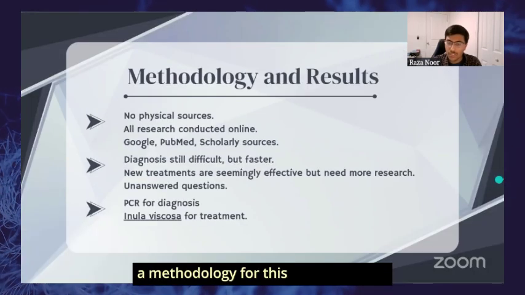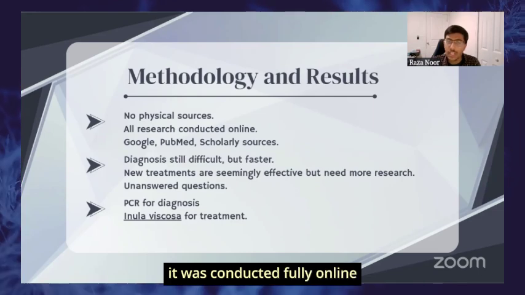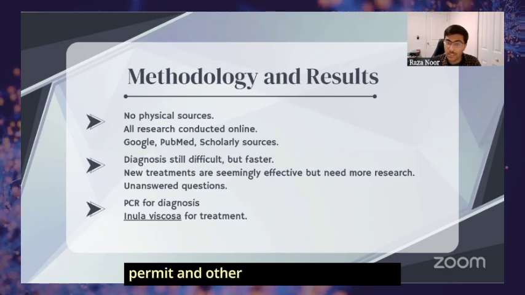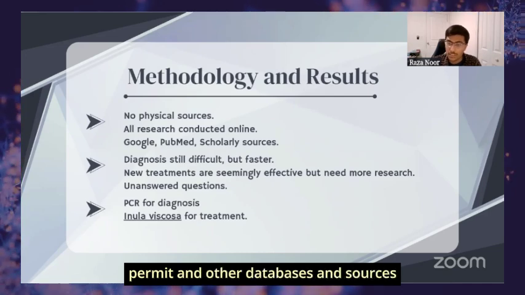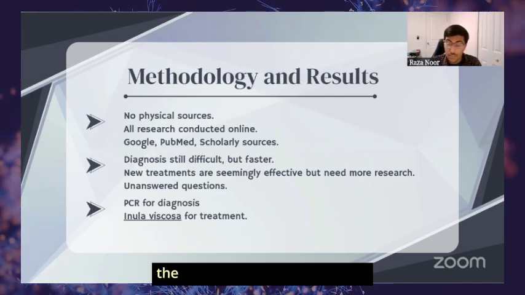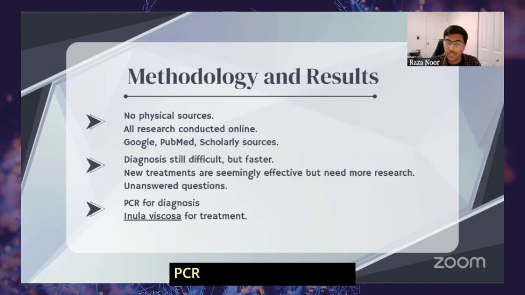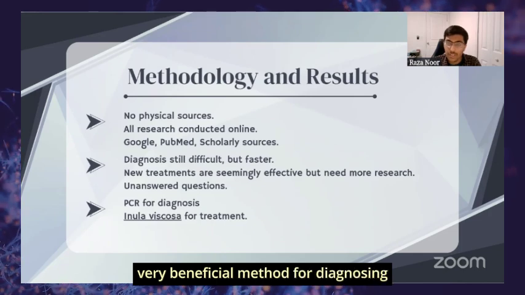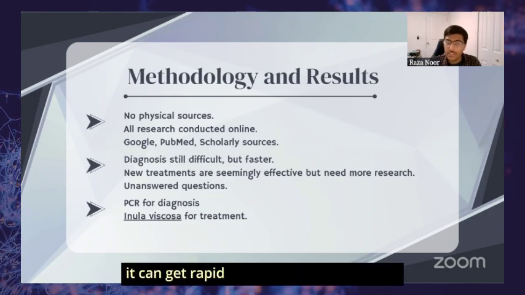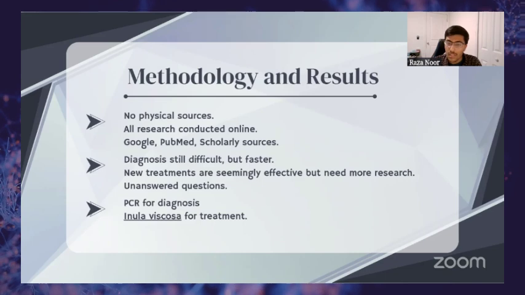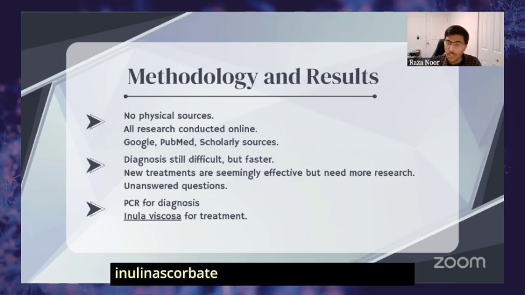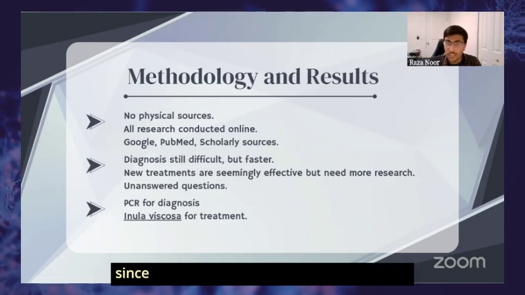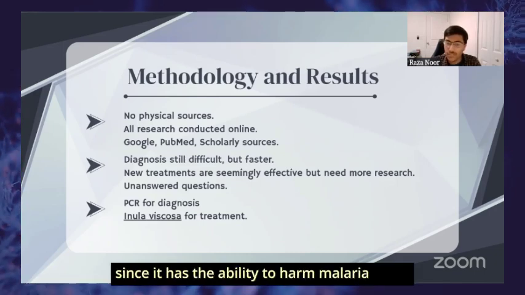The methodology for this study was that it was conducted fully online with no physical sources, and sources were gathered from Google, PubMed, and other databases and sources. The results of the study are that PCR analysis of the CSF is a very beneficial method for diagnosing, since it can get rapid results within a few hours. In addition, treatment with Inula viscosa also seems to be promising, since it has the ability to harm Naegleria fowleri.